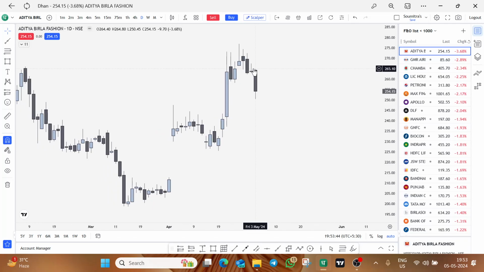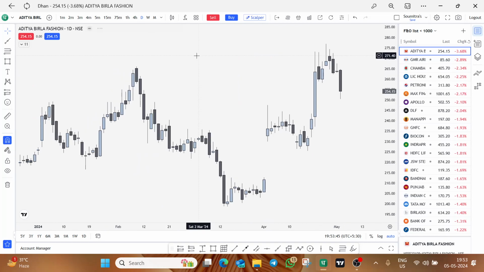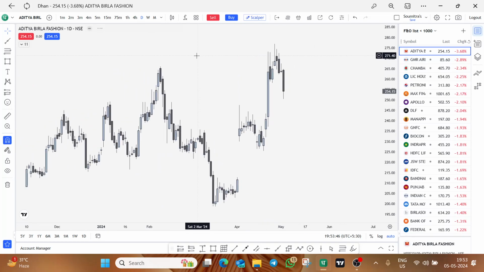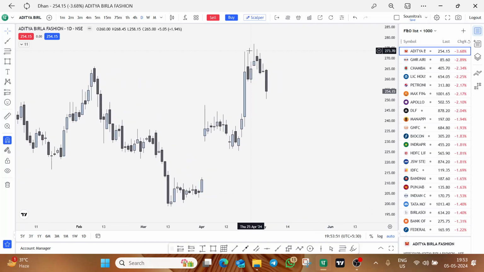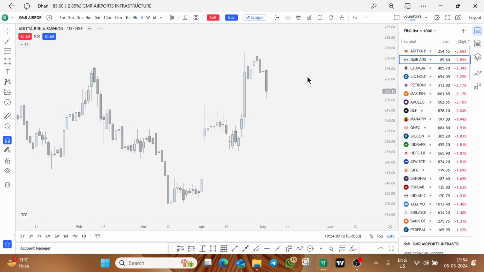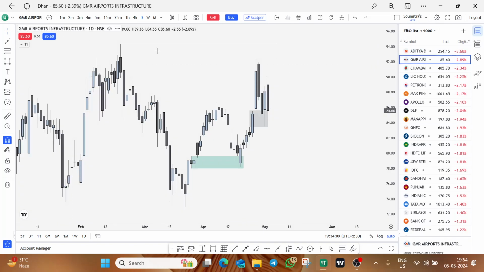So from where price is coming, we really don't know. As it seems, it is just a small retracement of a bullish move. So the next candle can be either a bullish candle or a bearish candle. Anything can happen, so I cannot select this stock. Next is GMR Airports.